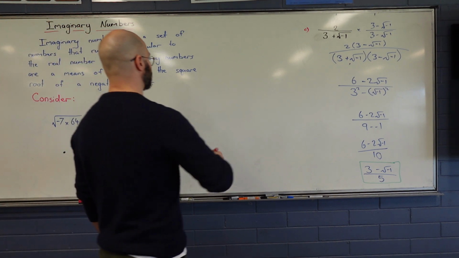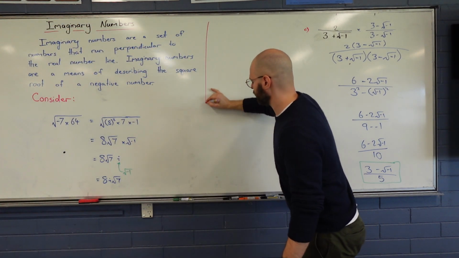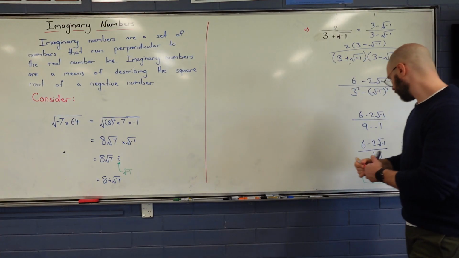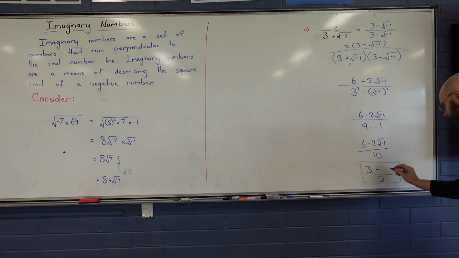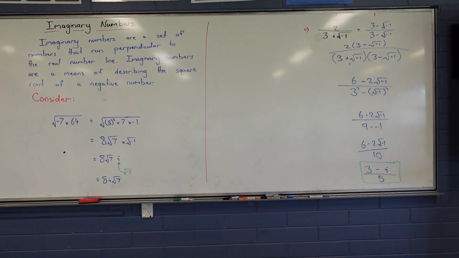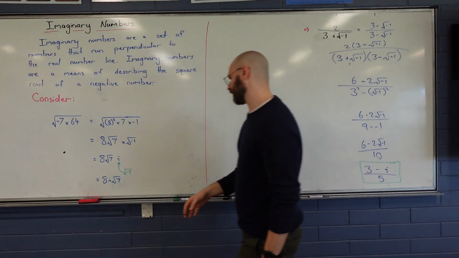Now this is really practical because all of a sudden, if we wanted to simplify this using imaginary numbers, what would we say? We'd get rid of the negative 1 here and put i. Nice and simple. Is it just 3 minus i? 3 minus i all divided by 5. How cool is that? So much simpler. All right, let's look at some application here.